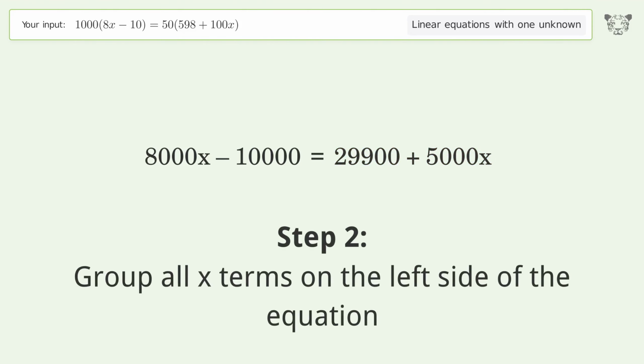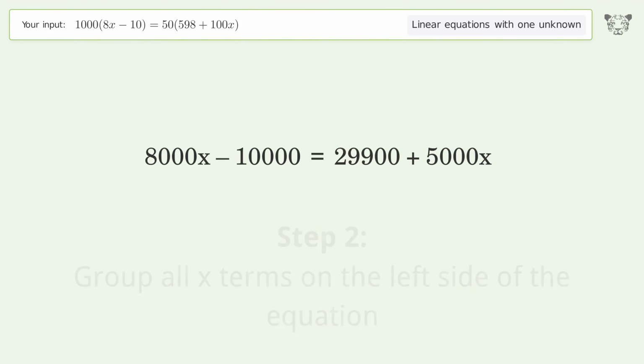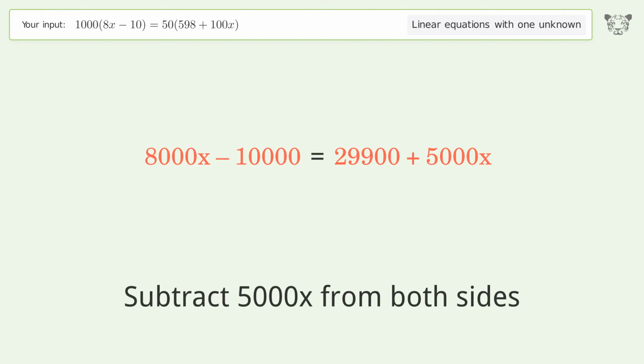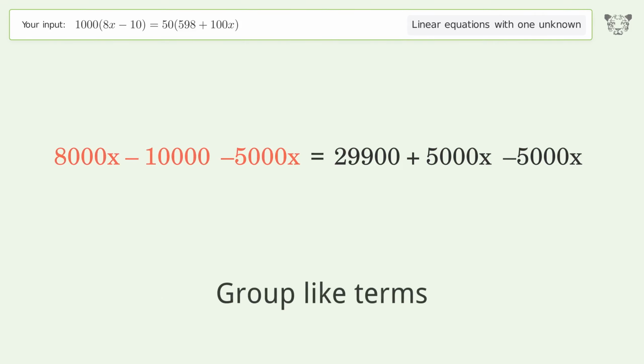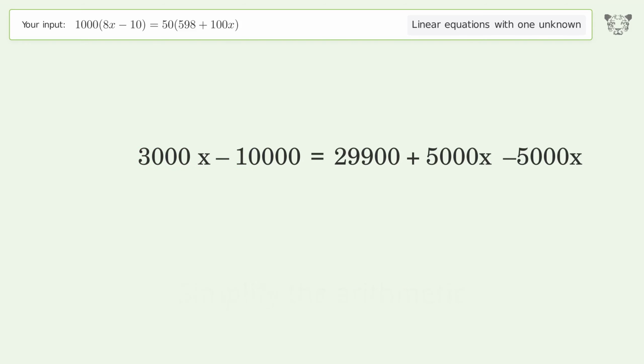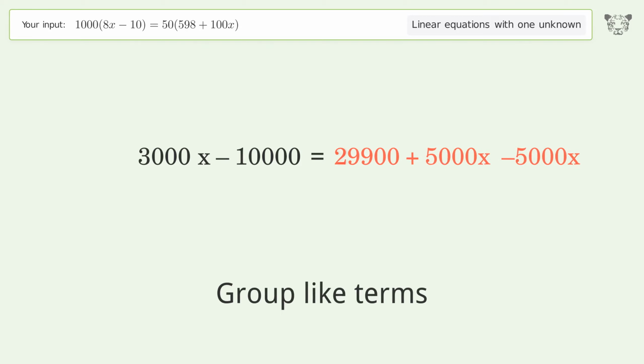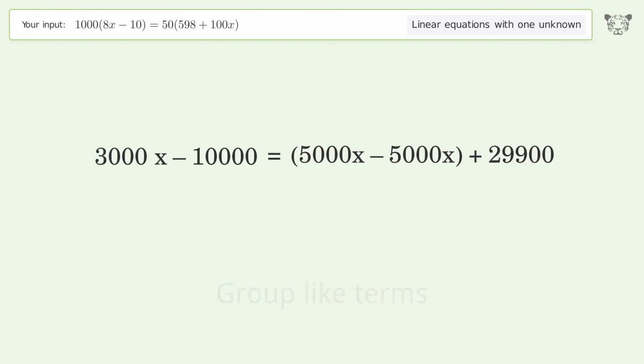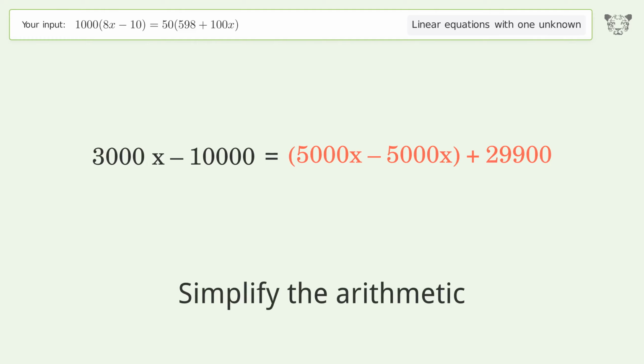Group all x terms on the left side of the equation. Subtract 5000x from both sides. Group like terms. Simplify the arithmetic. Group like terms. Simplify the arithmetic.